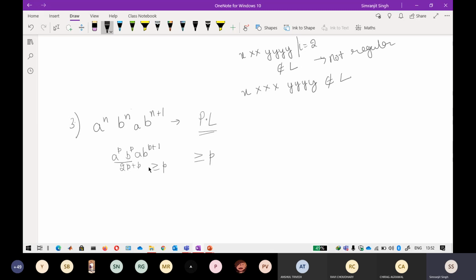You can directly say that the first condition, that the length of the string w should be greater than p, is satisfied. Afterward, you have to derive a string and select what you want to do. If you want p equal to 1, or p equal to 2, or p equal to 3, that depends upon you. So again, we can take p equal to 2 here.